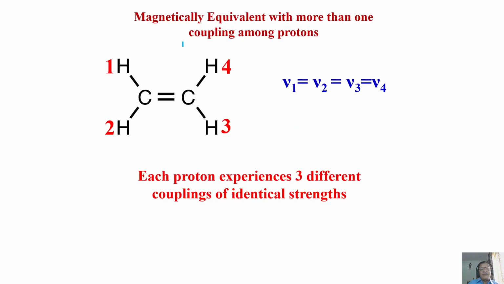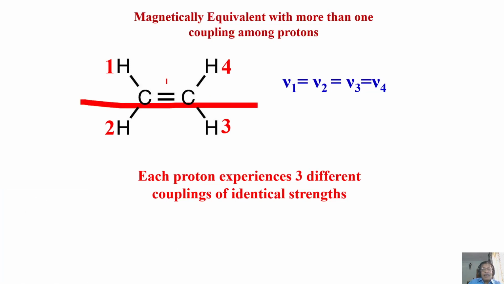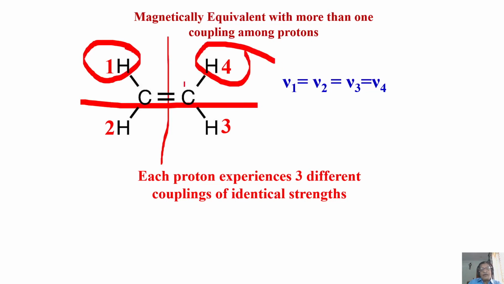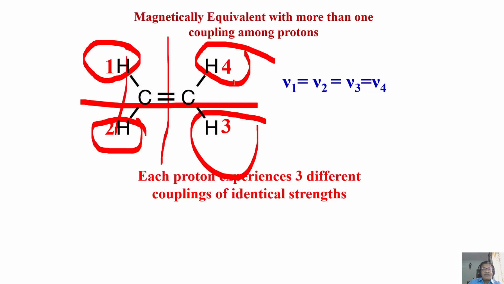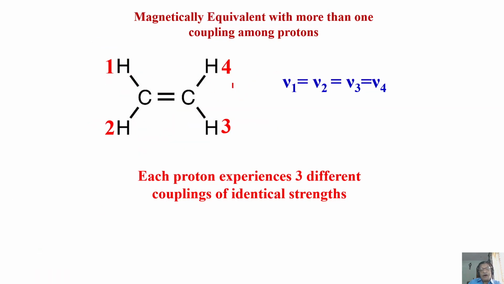Now in this case, what happens? This is ethylene. There is a perfect symmetry along this axis. I can draw one axis here, one axis here. This proton is equal to this proton, and this proton is equal to this proton, and similarly this is the same, this is the same. All protons, because of the symmetry consideration, are chemically equivalent: nu1 equal to nu2 equal to nu3 equal to nu4.